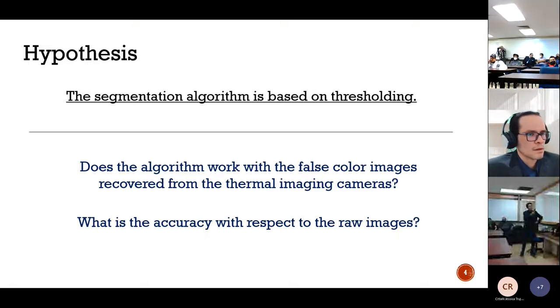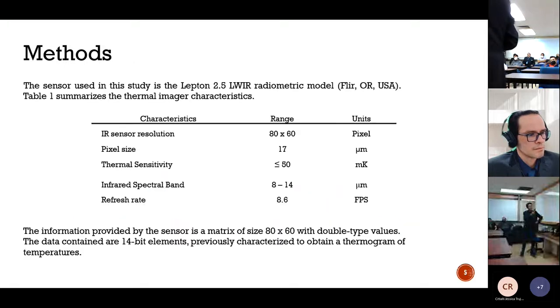As context, we know that our segmentation algorithm is working based on a threshold. That is a fact. However, two questions still remain. First, would our algorithm also work with color images, at least with grayscale, or by performing a transformation into grayscale? And also, what would be the accuracy of using radiometric data directly from the sensor with respect to a raw image retrieved from the thermal camera?